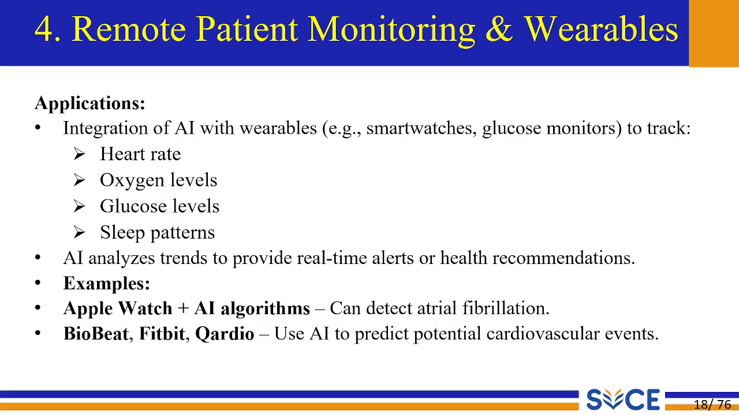Let's talk about how AI is teaming up with the gadgets we already love to wear, like smartwatches and fitness bands. AI can now integrate with wearable devices such as smartwatches or glucose monitors to track important health data in real time: heart rate, oxygen levels, glucose levels, sleep patterns. These devices don't just collect numbers. AI analyzes the trends and sends real-time alerts or health tips if something looks off, like warning you about an irregular heartbeat or a sudden dip in oxygen levels.